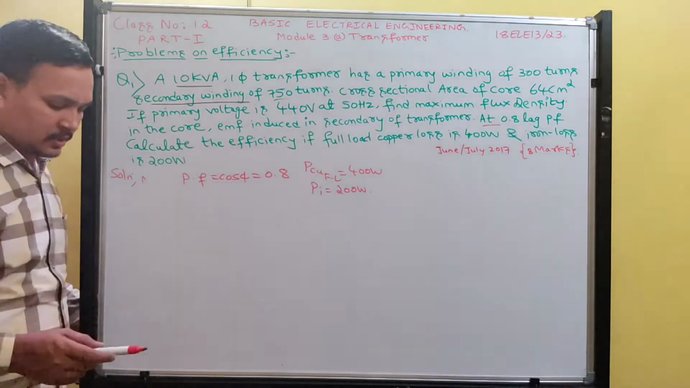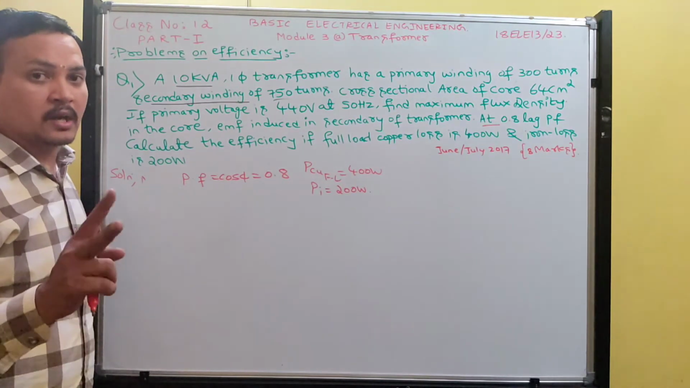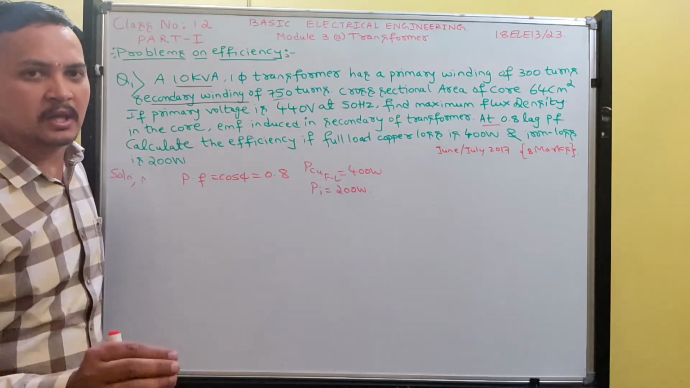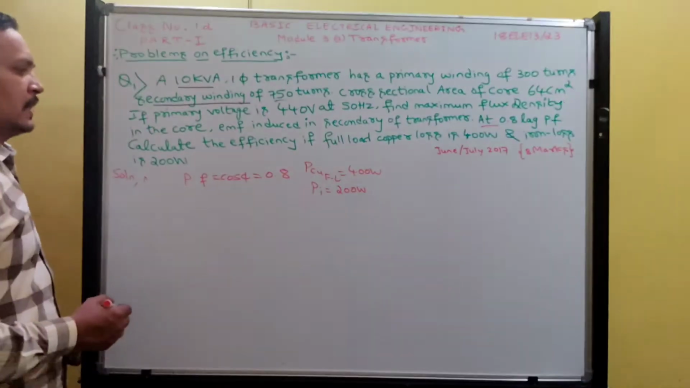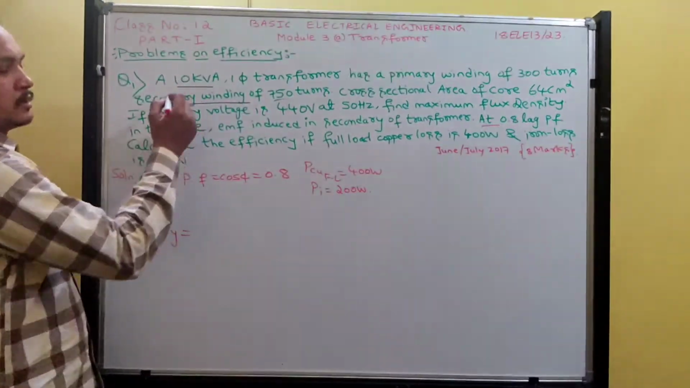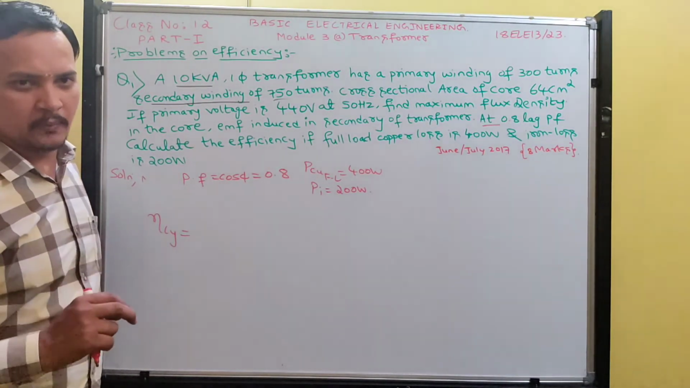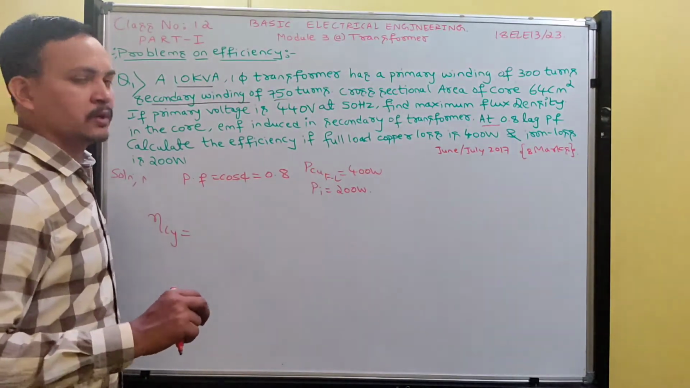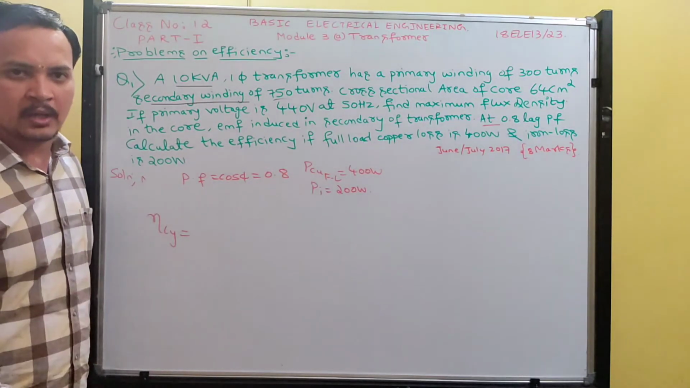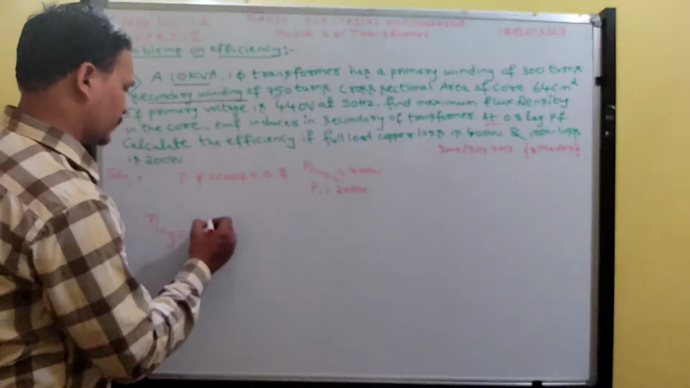What did they ask? Calculate the efficiency. See whether they asked for efficiency or maximum efficiency. Both are different. For maximum efficiency you should take a different equation, and for efficiency you should take a different equation. I have written 3 equations. Equation 1 is in terms of V2 I2, equation 2 and equation 3 are in terms of volt ampere rating. This can determine efficiency at any load and any power factor.